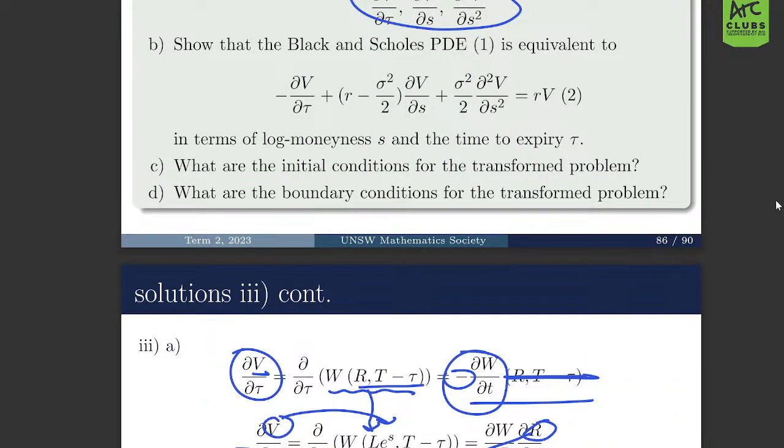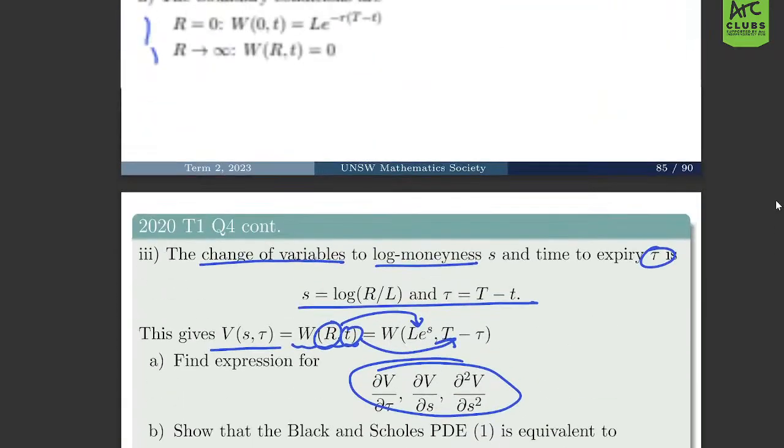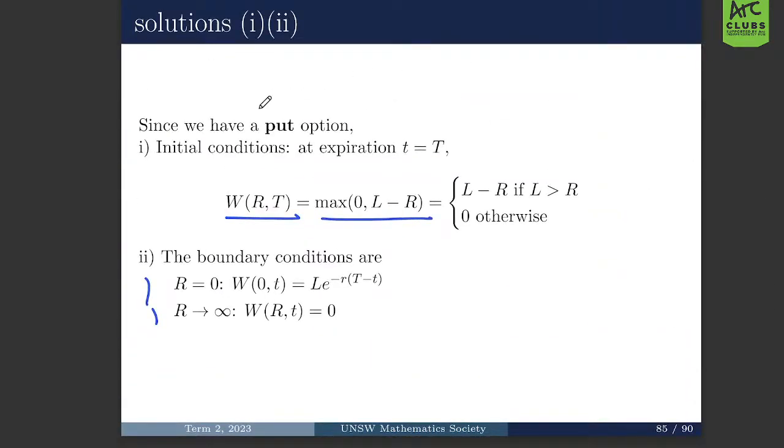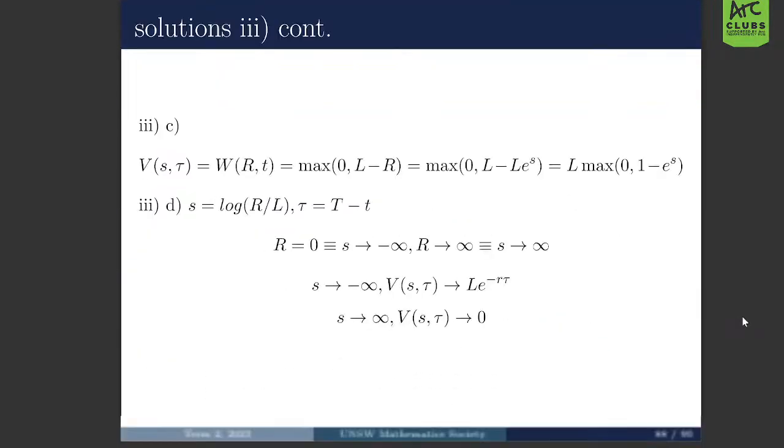So pretty simple. And for C and D, we want to find the initial conditions and the boundary conditions of the transformed problem. So remember, we have found initial and boundary conditions already. And again, that's just change of variables. And in fact, more simple because it doesn't deal with differentiation. So it's written over here.